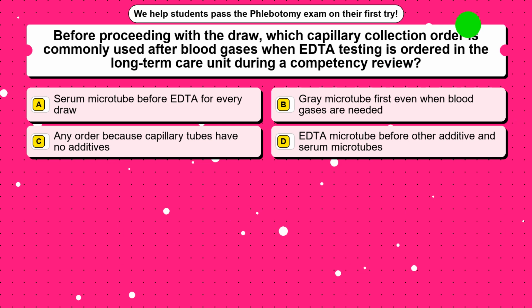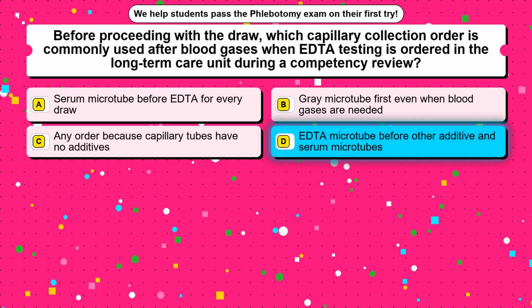Question 14. Before proceeding with the draw, which capillary collection order is commonly used after blood gases when EDTA testing is ordered in the long-term care unit during a competency review? Option A, serum microtube before EDTA for every draw. Option B, gray microtube first even when blood gases are needed. Option C. Any order because capillary tubes have no additives. Option D, EDTA microtube before other additive and serum microtubes.